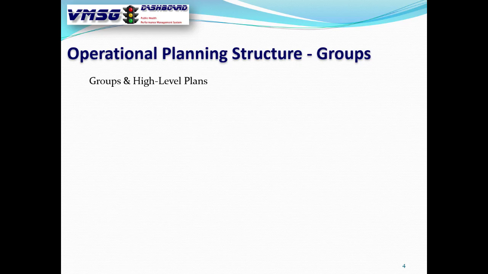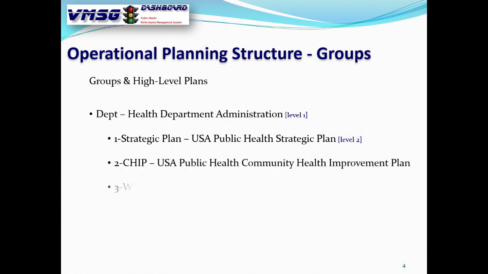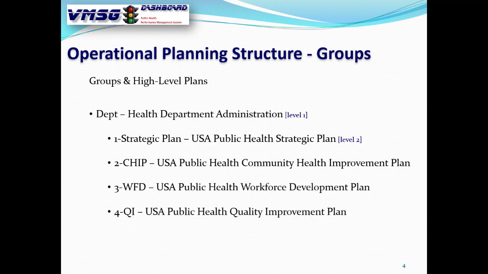Here are some examples of groups. The department, typically your level 1 group, the highest level group in the organization. Your strategic plan is typically a group within itself as a level 2 group reporting up into your department as a level 1 group. Your CHIP plan, same thing. Workforce development plan, same thing. Your QI plan, same thing.